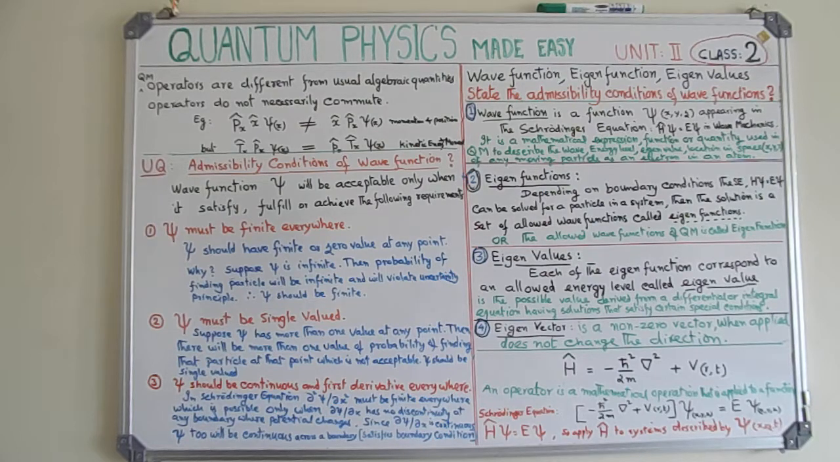Modulus psi square at a point is proportional to the probability of finding the particle in a small volume element d tau, that is dx, dy, dz at that point. So everybody knows what an orbital is, and that concept is developed from this. For an electron in an atom, modulus of psi square gives rise to the idea of atomic and molecular orbitals.